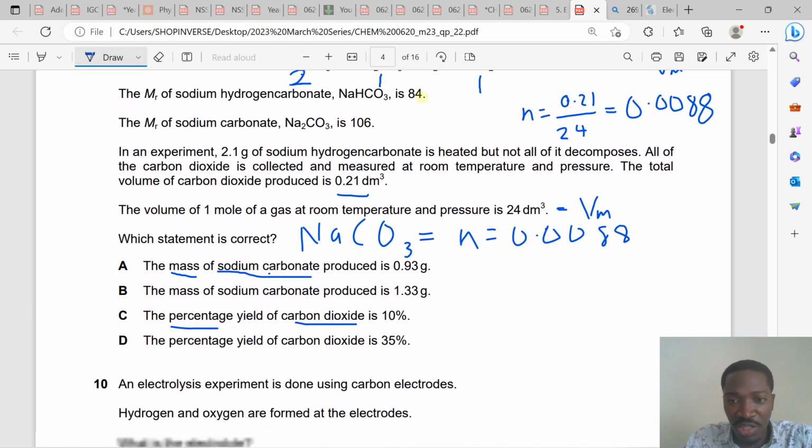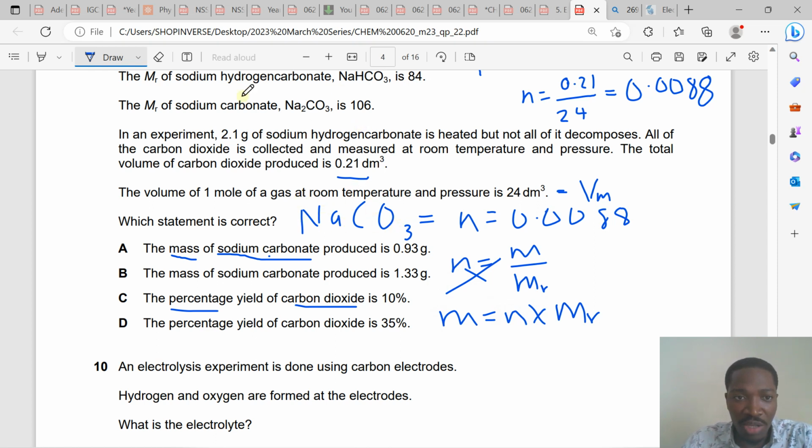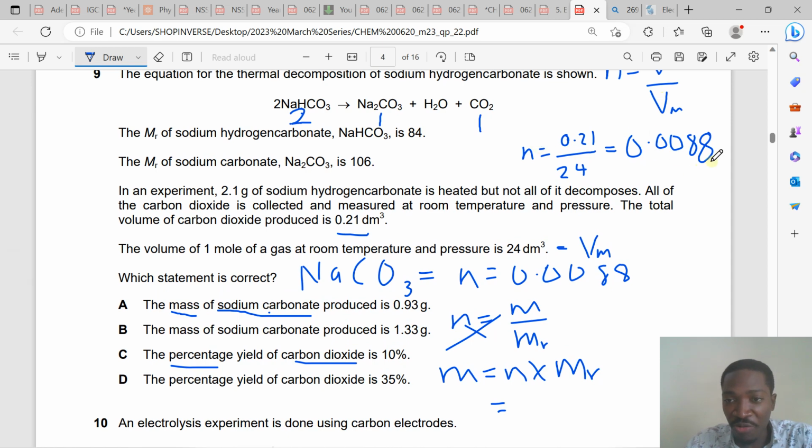Do not forget the expression: number of moles is mass divided by relative molecular mass, the molar mass. And if you cross multiply from here, we have the mass is number of moles multiplied by molar mass. What are we talking about? We are talking about sodium carbonate. And what's the molar mass of sodium carbonate? The molar mass is 106. So if you multiply the number of moles, what's the number of moles? We already got the number of moles as 0.0088, because the number of moles of carbon dioxide is equal to the number of moles of sodium carbonate. That's why we are picking 0.0088 as also being the number of moles of sodium carbonate.